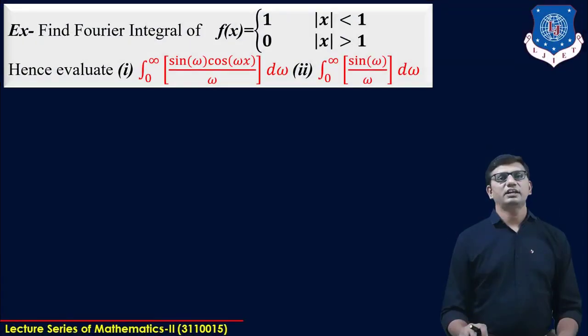Now we will see the second example. Find the Fourier integral of f(x) where f(x) is 1 for mod x less than 1 and f(x) equal to 0 for mod x greater than 1.